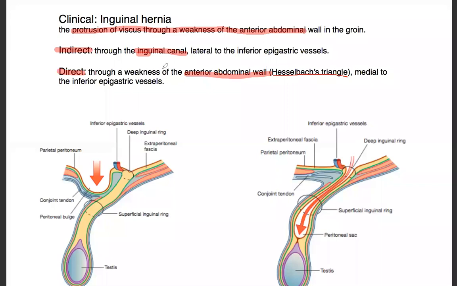Another thing you need to know is where you find the hernia. They're different in relation to the inferior epigastric vessels. One of them falls lateral to the vessels and one falls medial to them. Indirect is lateral, but direct is medial. If you look at the drawing here, these are the inferior epigastric vessels. The indirect, going through the inguinal canal, is lateral to the vessels, but the direct, going through the abdominal wall, is medial to the vessels.